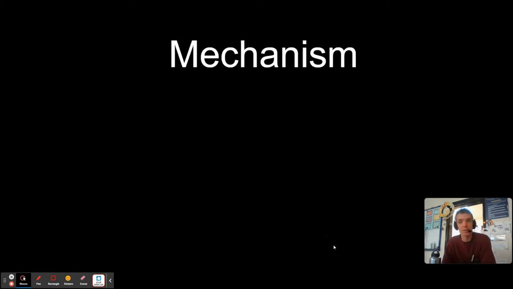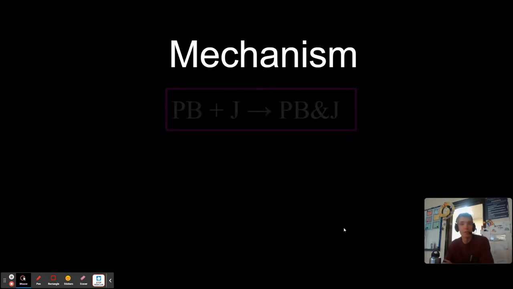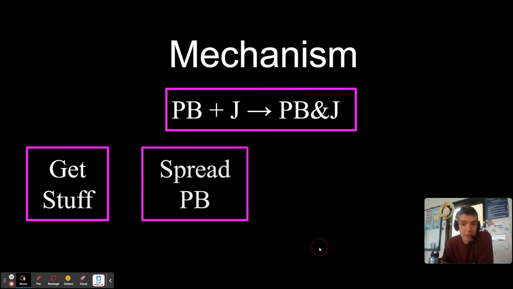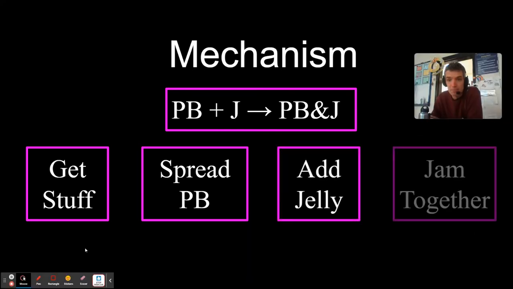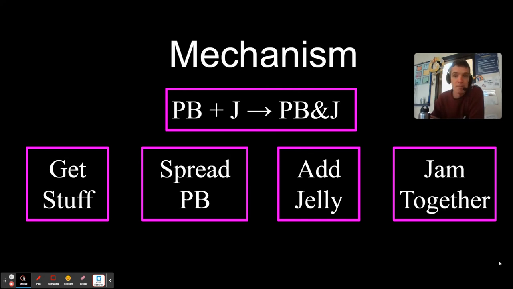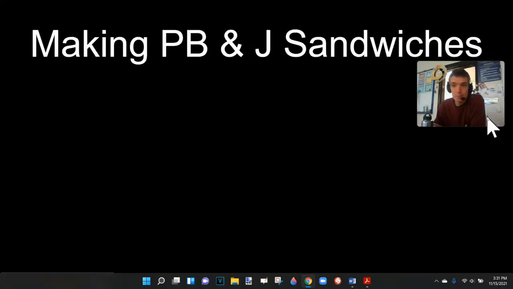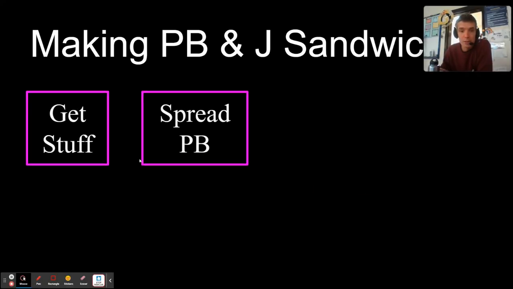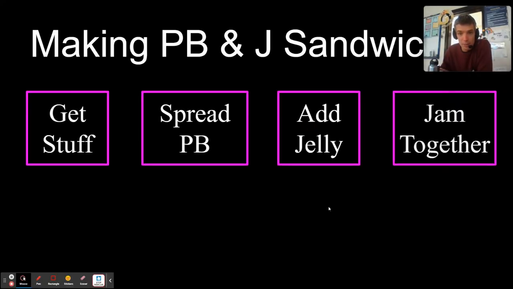Remember, a mechanism is all the elementary reactions that add up to the overall reaction. You could think of making a peanut butter and jelly sandwich as many different steps. It's not just this. So you get those. There's probably some other steps, maybe you clean your knives before you do it. I want to also talk about these four steps for this mechanism of making a sandwich.